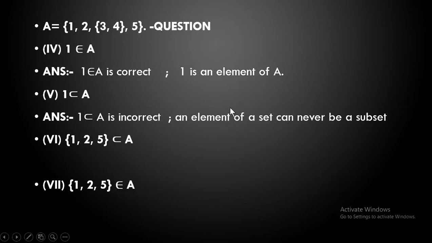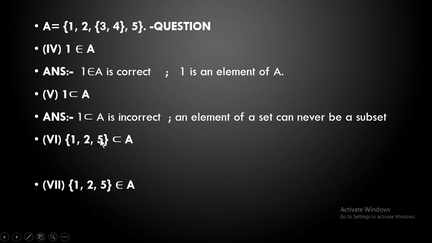If that element is present inside a set, then it can be called a subset. Now next one, if you see, this set consists of 1, 2 and 5. Here 1, 2 and 5 are separate elements, but they have been put inside a set. So they can be called a subset of A.